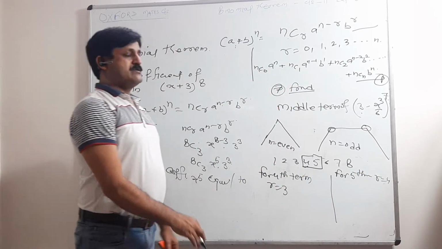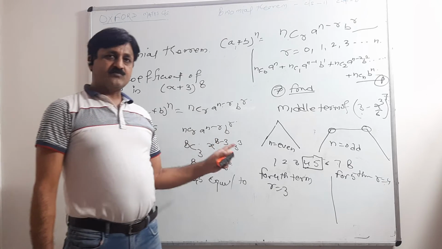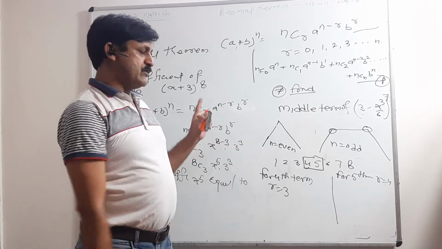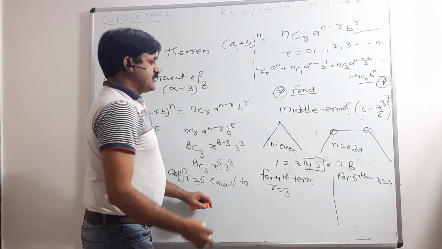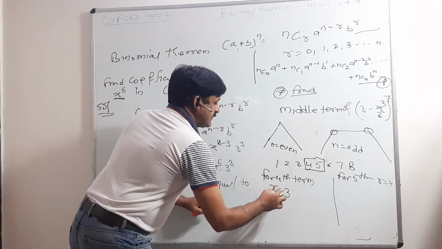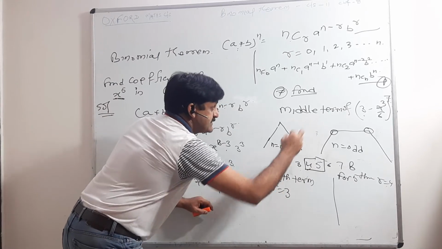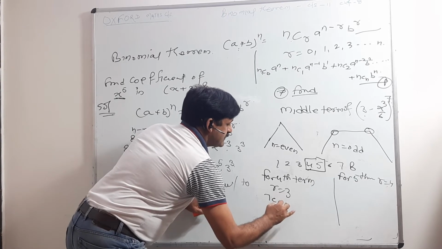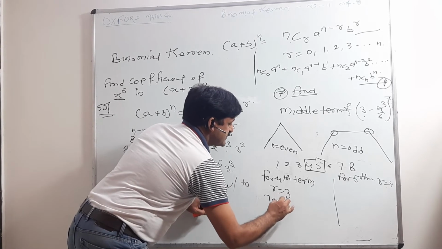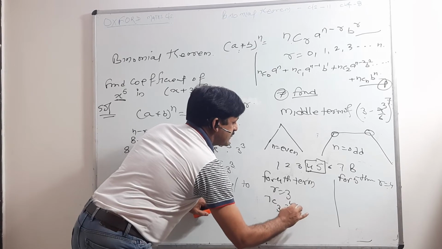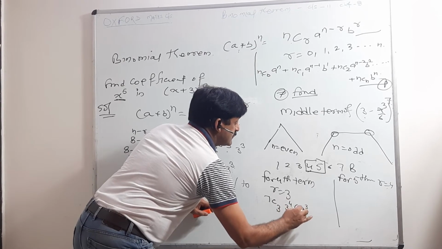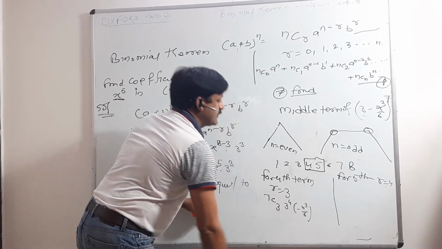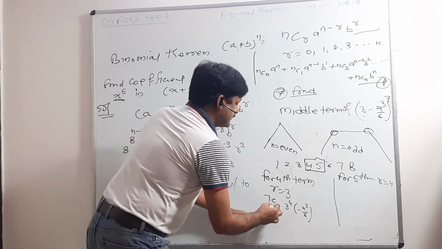Because r is equal to term minus one. Whichever term we need to find, the value of r is always 1 less than it. So putting in the general formula, r is equal to 3, so nCr means 7C3, a means 3 whole power n minus r means 4, b means minus x cube upon 6 whole power r means 3.